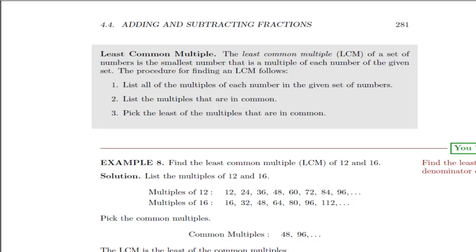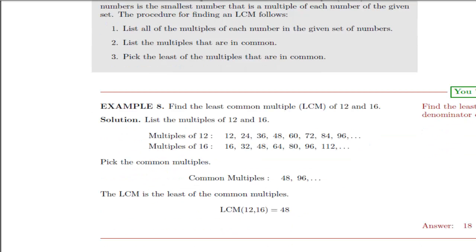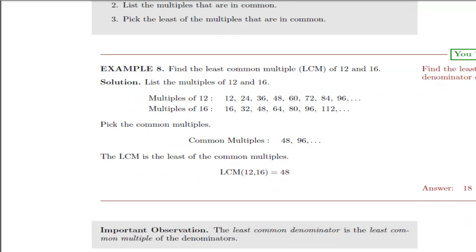Example 8. Find the least common multiple, or LCM, of 12 and 16. Solution. List the multiples of 12 and 16. The multiples of 12 are 12, 24, 36, 48, 60, 72, 84, 96, and so on. The multiples of 16 are 16, 32, 48, 64, 80, 96, 112, and so on. Pick the common multiples. They have common multiples 48 and 96. The least common multiple is the least of the common multiples, so the least common multiple of 12 and 16 is 48.